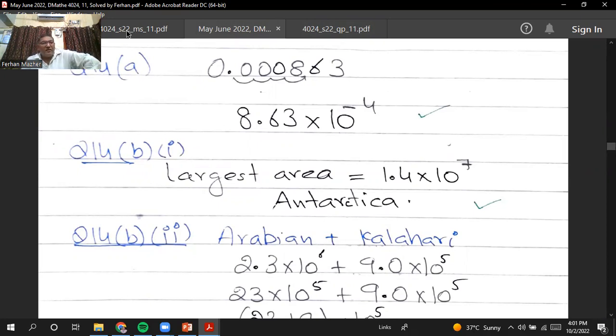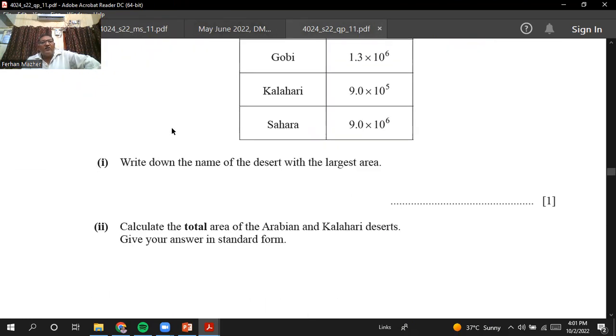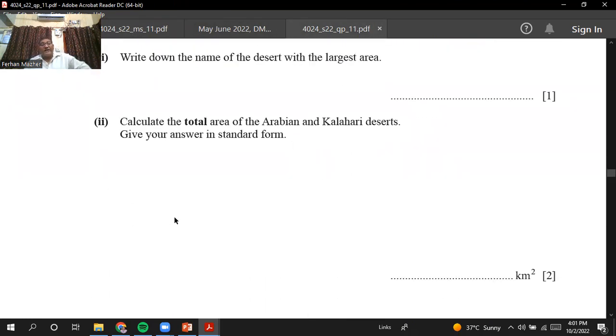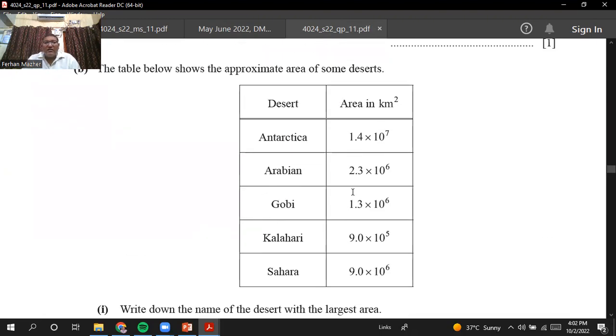So let's check. Antarctica is the answer. Okay, so now the next question they ask: calculate the total area of the Arabian and the Kalahari desert. Give your answer in the standard form. So the Arabian and Kalahari. Arabian is 2.3 × 10^6 and the Kalahari is 9 × 10^5.